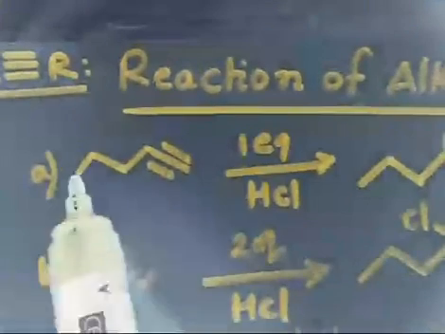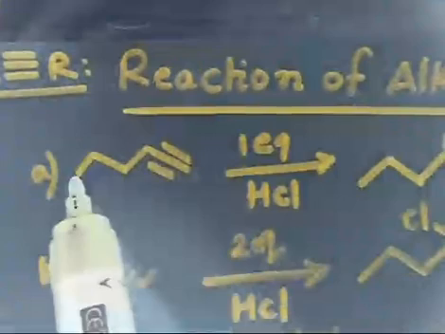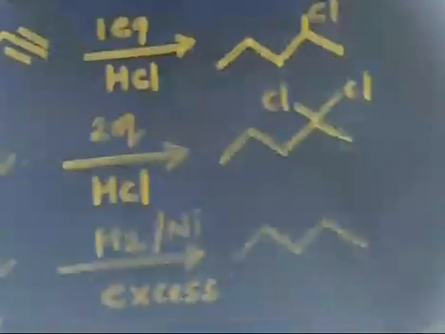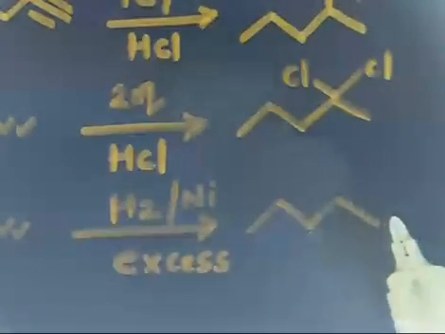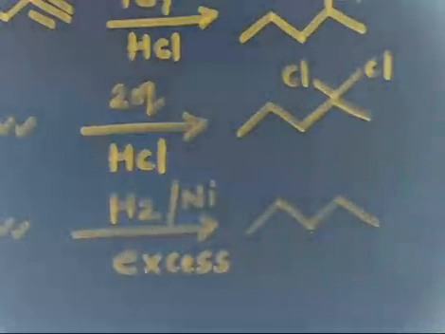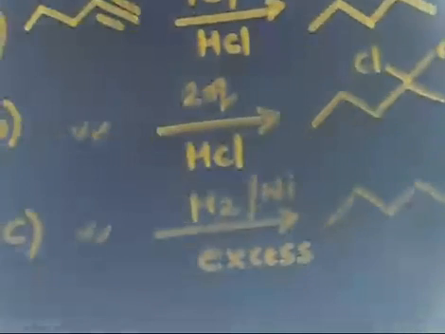So you initially see 1, 2, 3, 4, 5 carbons. Here also you have 1, 2, 3, 4, 5 carbons. And the name of the compound is pentane. Now let us discuss the next part. I think all of you have copied this one.